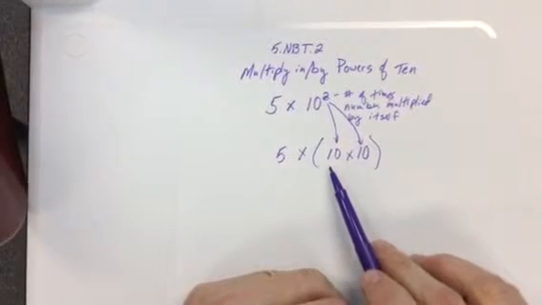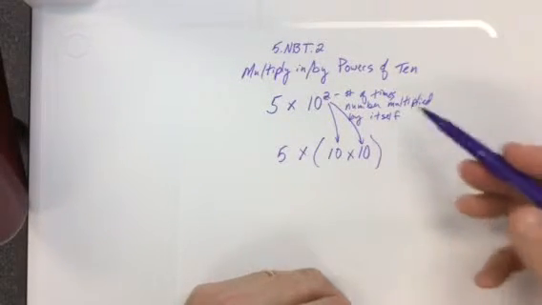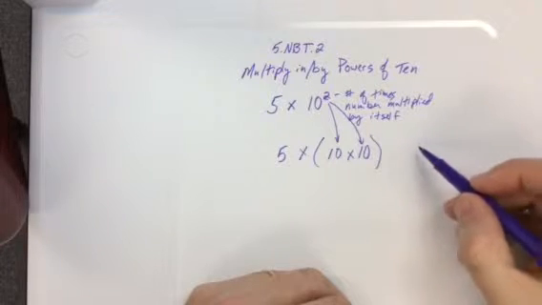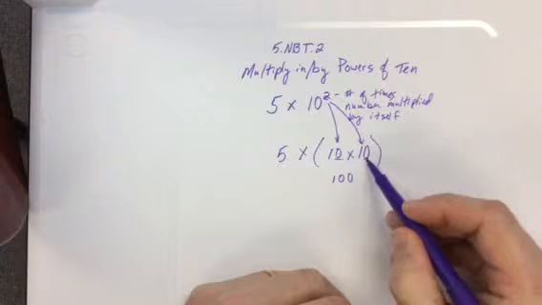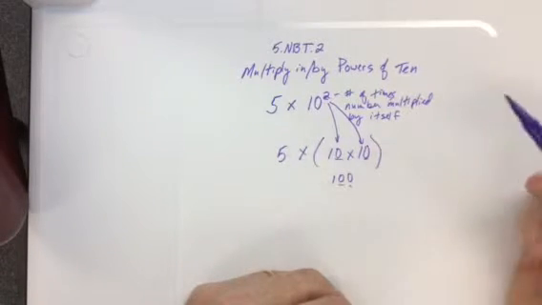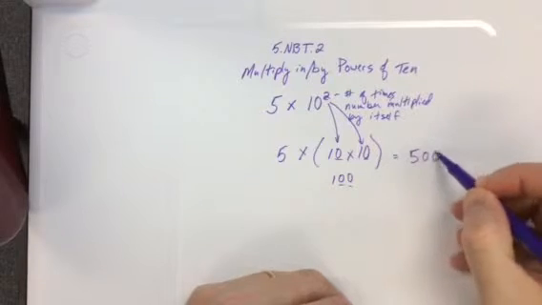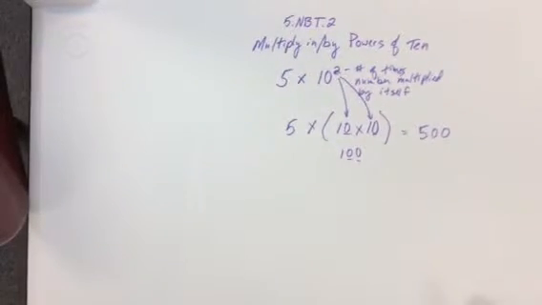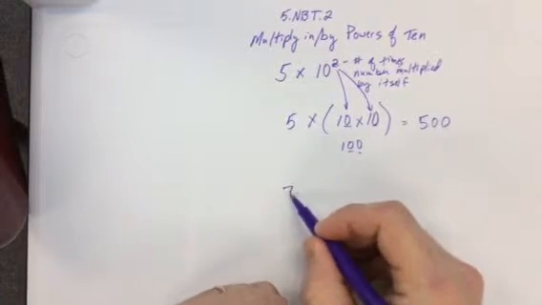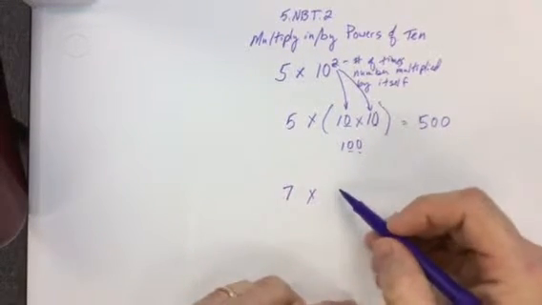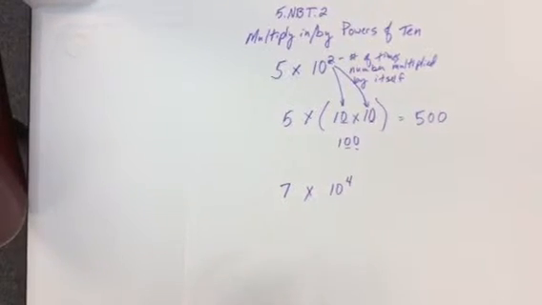So most students will quickly pick up and realize that 10 times 10 is 100, and that 100 has 2 zeros. And then it's simply 5 times 100, which would equal 500. So if we take a look at another example, and I do 7 times 10 to the fourth power.